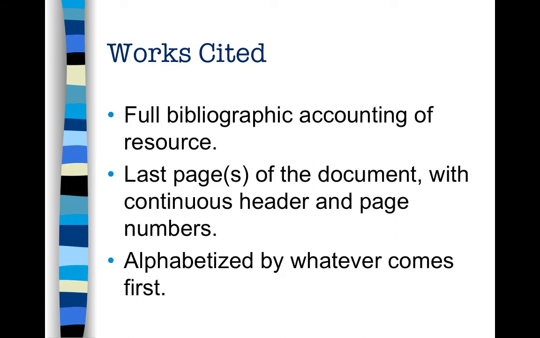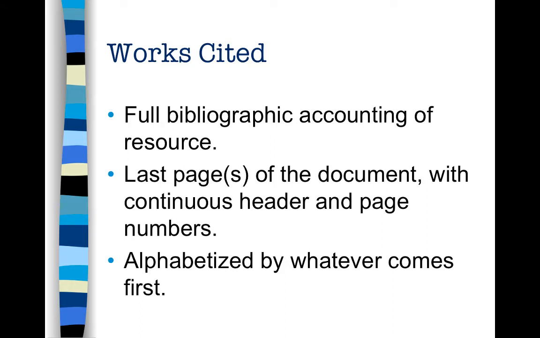It will have a continuous header and page number. So in the text of your research paper, you had a header that had your last name and the page number. This is going to be continuous. It's all contained in the same file. So if your paper was 4 pages long, your works cited page is going to be page 5, then the header at the top of that page will be your last name and the page number 5. And it should all be in the same file.